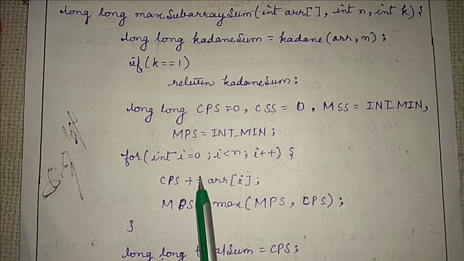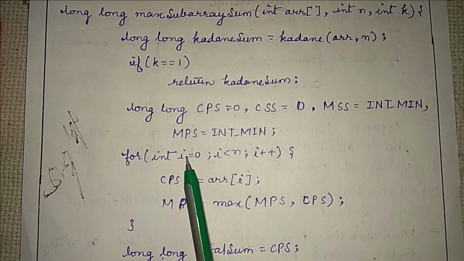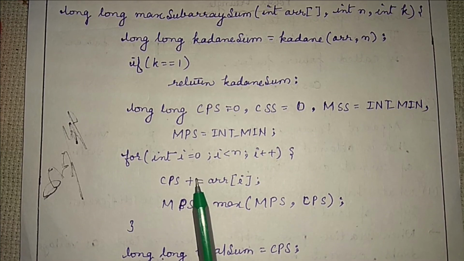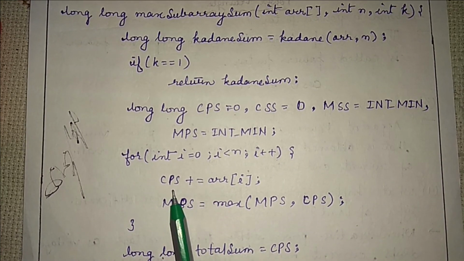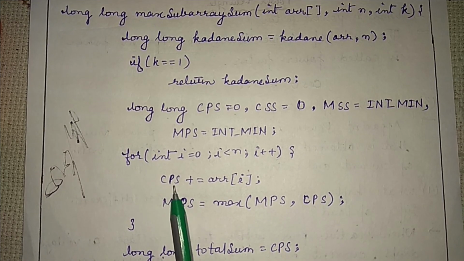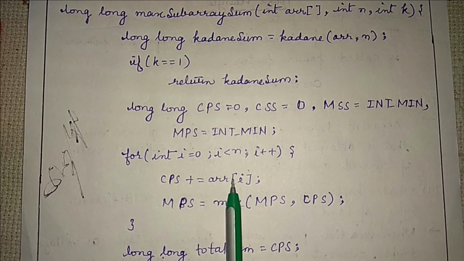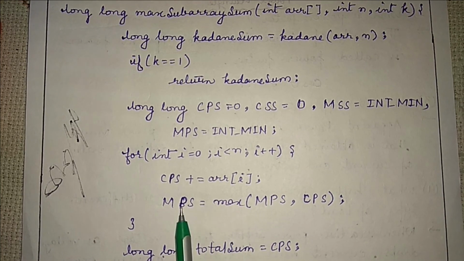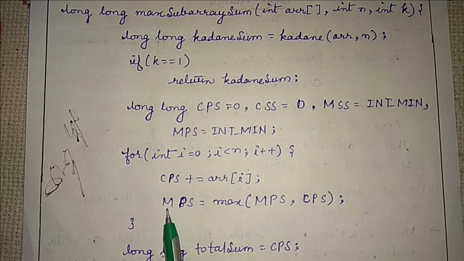Now I'll run a loop from the beginning of the array to calculate the current prefix sum. Since prefix starts in the beginning, to get the current prefix sum, I am just adding the current prefix sum with the ith element of the array, and after that I am checking if it is greater than the max prefix sum. I am just updating this, this is our max prefix sum.